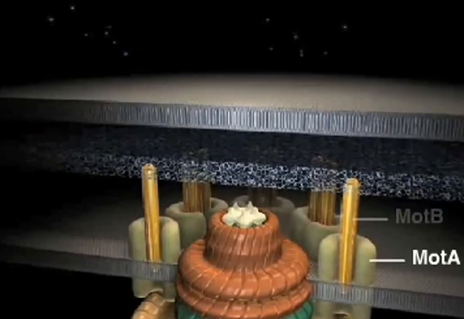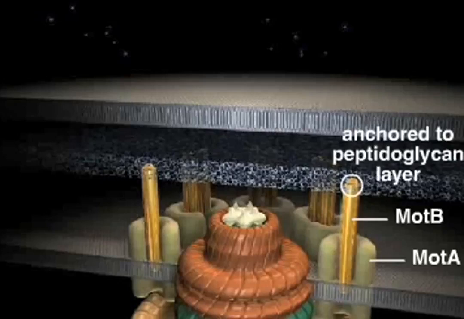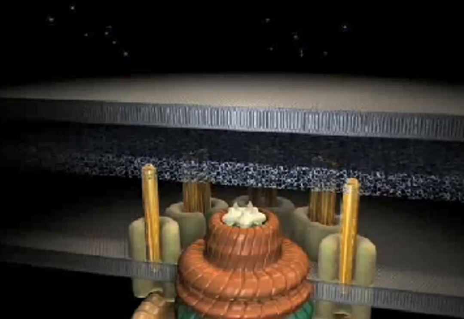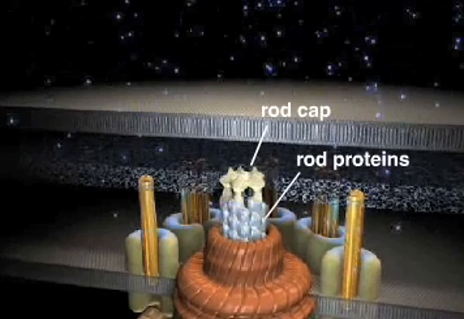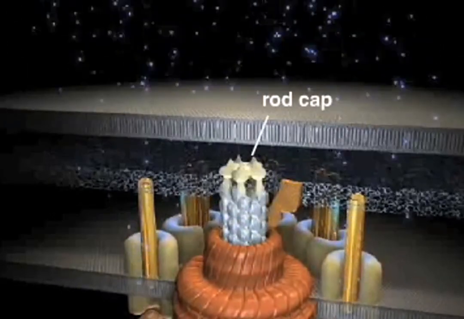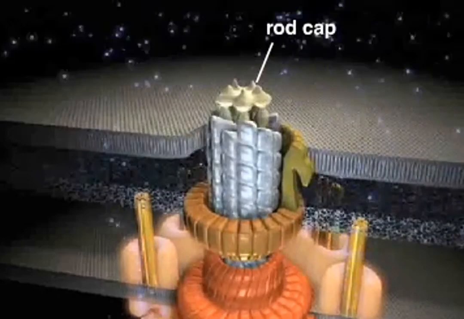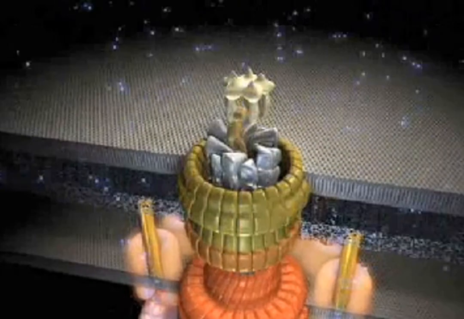MotA and MotB form the stationary part of the flagellar motor, the stator. Both are integral membrane proteins, but MotB is also anchored to the rigid peptidoglycan layer, keeping the stator proteins fixed in place. The subunits of the rod portion of the rotor move up through the hollow cylinder in the assembly, and, assisted by cap proteins, build up the rod in a proximal to distal fashion.